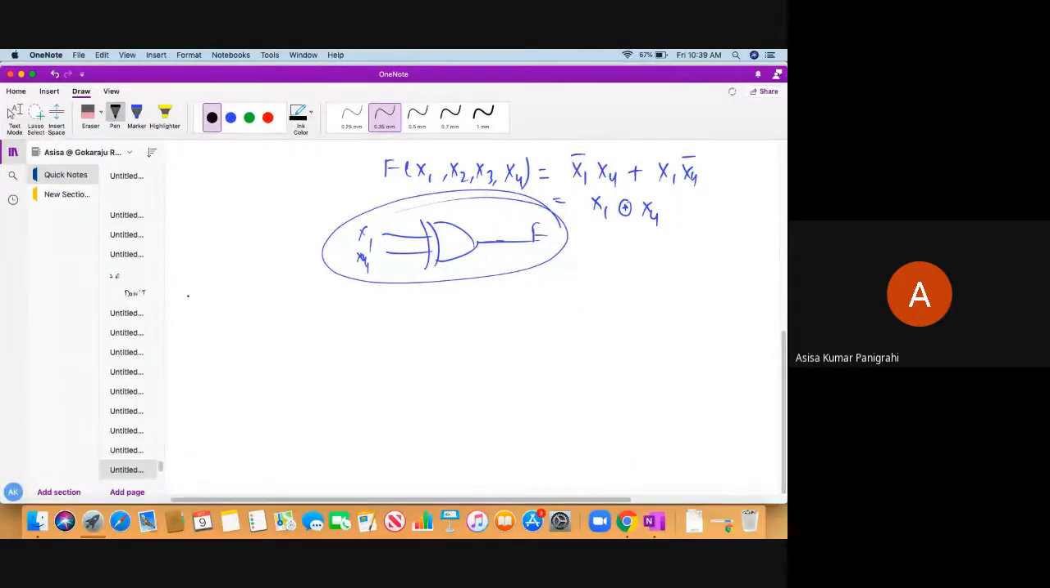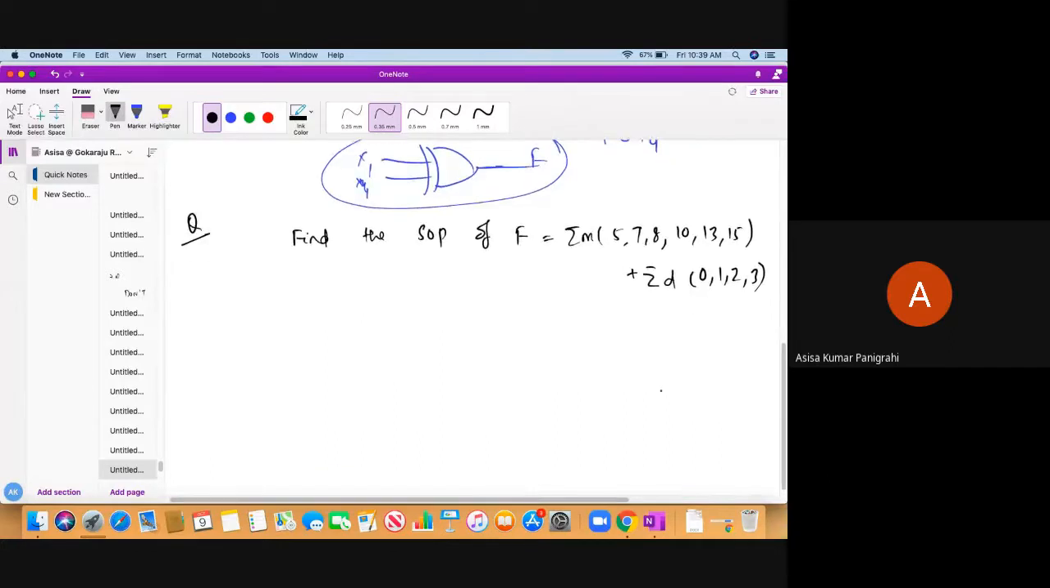Okay, so the question is here. Find the SOP. Please see the question. Find the SOP of capital F, summation of M, 5, 7, 8, 10, 13, 15, summation of D, 0, 1, 2, 3. Okay, so this is the question. So what you have to do, find the SOP of it. If the question comes like this, they have not asked to simplify, minimize, realize, all these things. So obviously remember that in order to get a SOP, you need to have a minimized SOP.